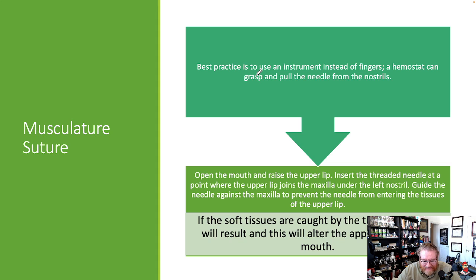Open the mouth and raise the upper lip. Insert the threaded needle at a point where the upper lip joins the maxilla under the left nostril. Guide the needle against the maxilla to prevent the needle from entering the tissues of the upper lip. If the soft tissues are caught by the thread, a pucker will result, and this will alter the appearance of the mouth.